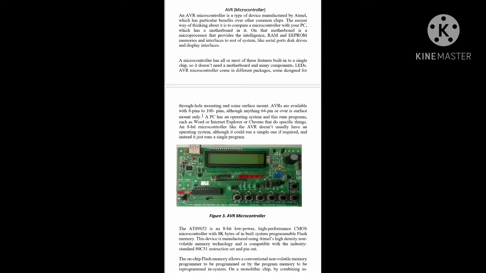An 8-bit microcontroller like AVR doesn't usually have an operating system like other PCs which run Word, Internet Explorer or Chrome. It can only run a simple program when it is required. It is an 8-bit low power, high performance microcontroller. This device is manufactured with high density non-volatile technology and is compatible with the industry standard.